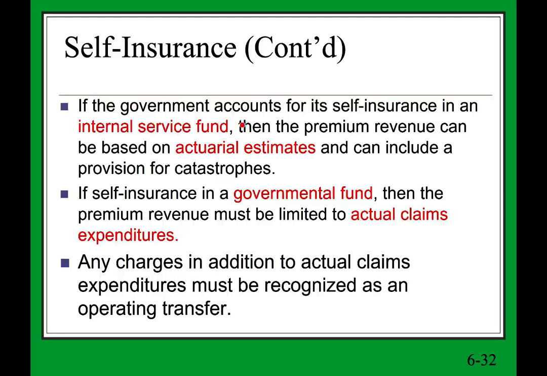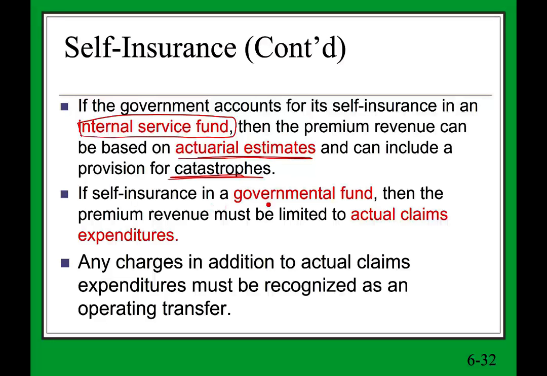So if the government accounts for its self-insurance in an internal service fund, then the premium revenue can be based on the actuarial estimate. So when we create an internal service fund to account for self-insurance, how do we recognize revenue? Based on the actuarial estimate. And we can also include a provision for catastrophe. So we could have an account for catastrophic things, things that are very unusual, but we want to make sure we protect against. Hurricane, for example.